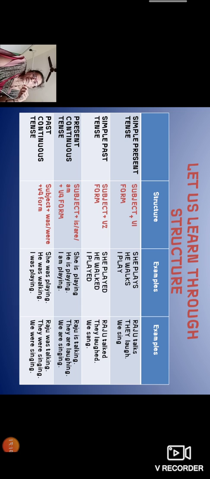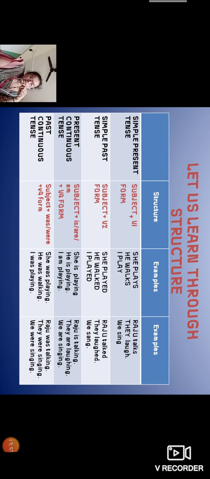In simple past tense, subject plus V2 form. So in the past tense, the subject won't change, children. Only the verb forms will change in the tenses, that you keep in your mind. Okay. Subject plus V2 form. She played, he walked, I played, Raju talked, they laughed, we sang. Okay, these are in past tense. You can just have a glance there at the verbs in the first column, play, walk. I have not changed any verbs there. See, in the present tense, you can see play, walks, play, talks, laugh, sing. The same thing I have changed into past tense, that is played, walked, played, talked, laughed, sang.